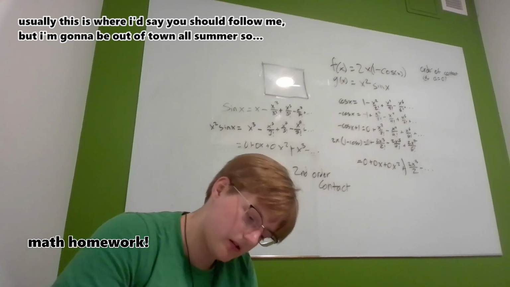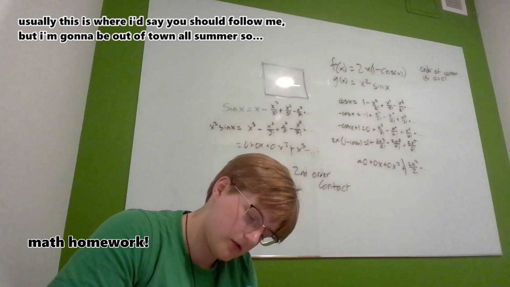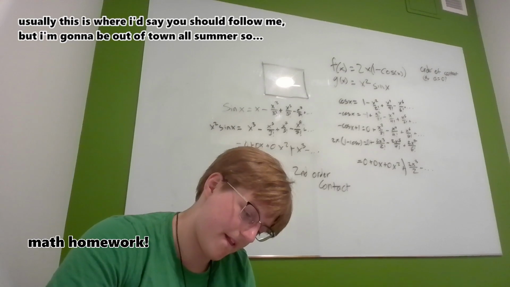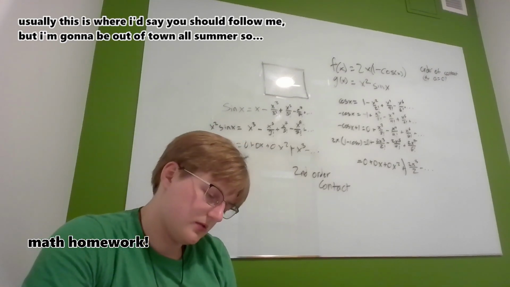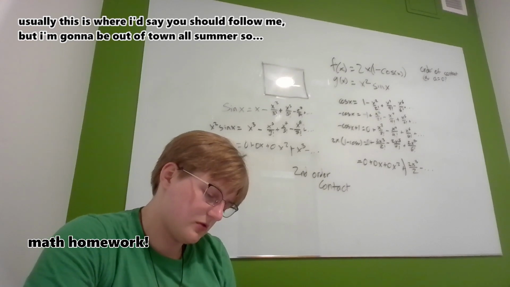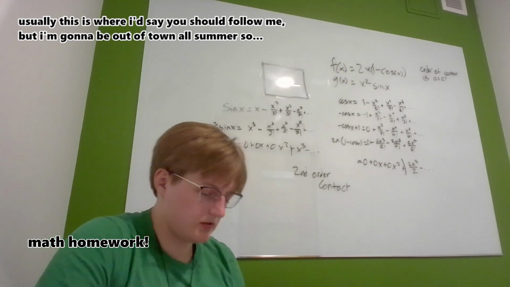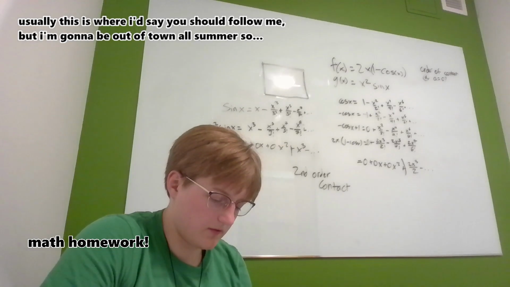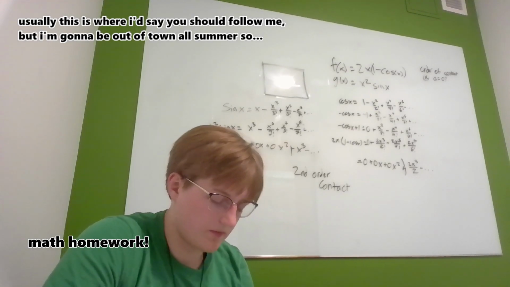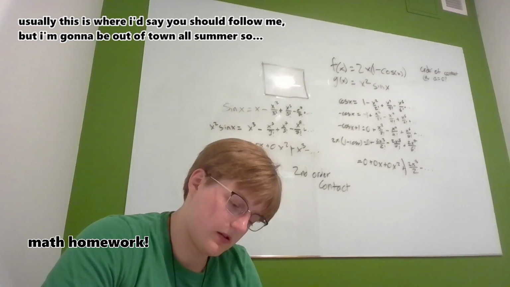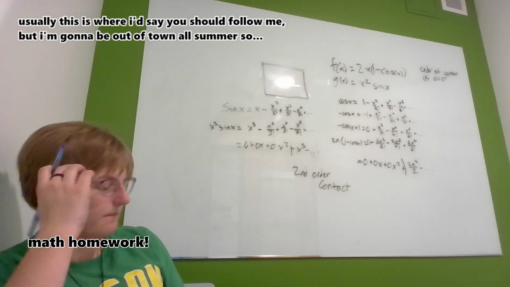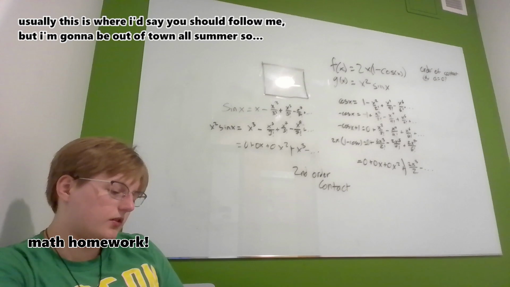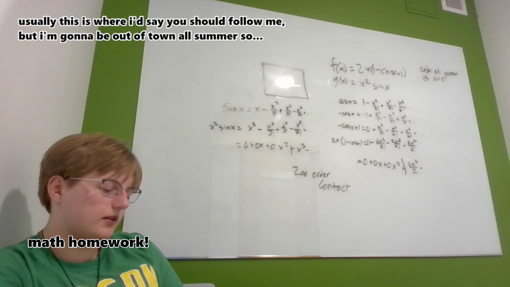x times all that. Yeah, 2x to the fifth over 4 plus 2x to the seventh over 6 factorial equals, well, I'll do that later.